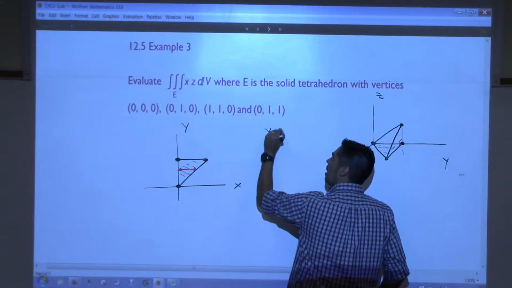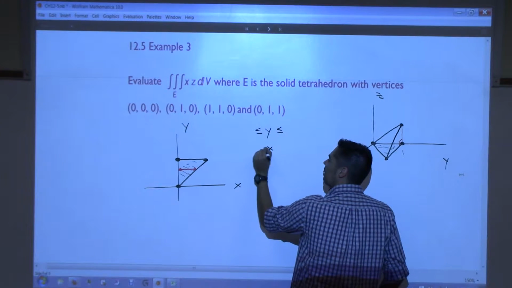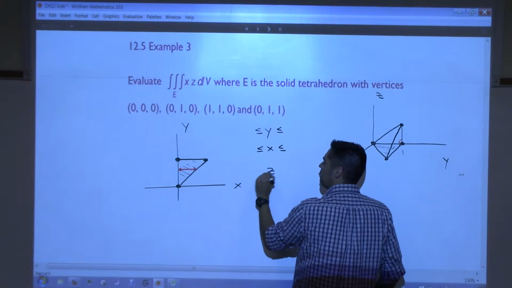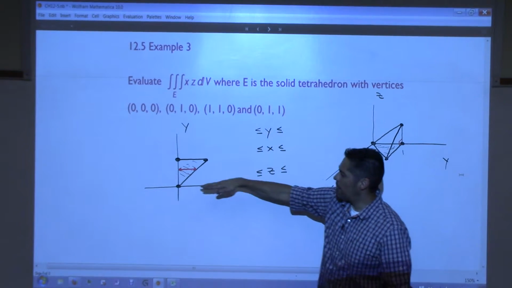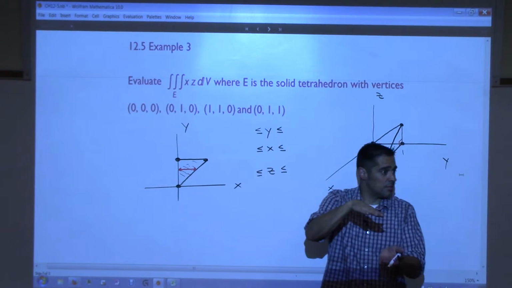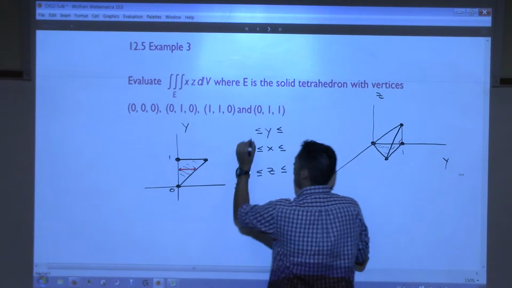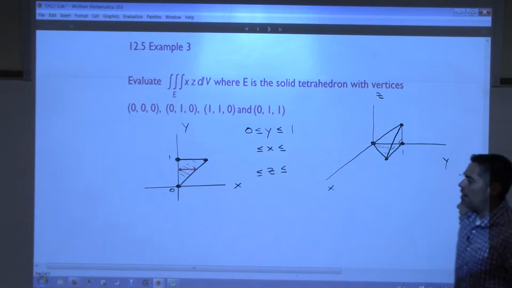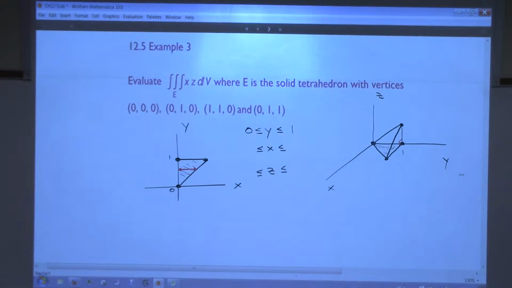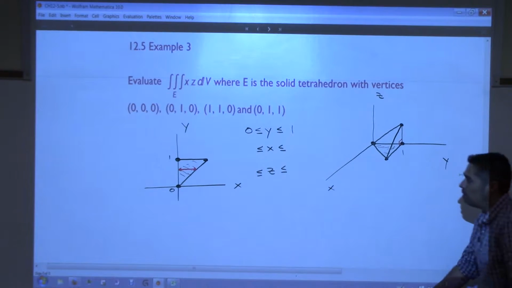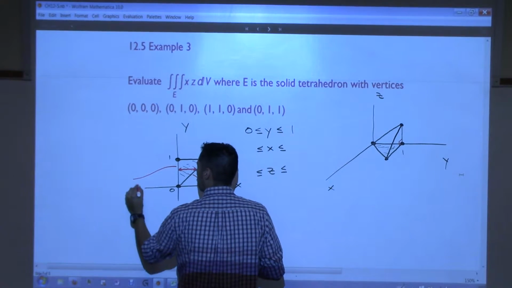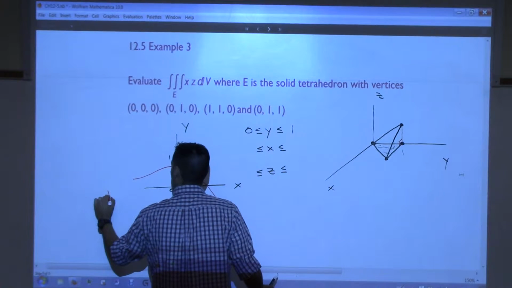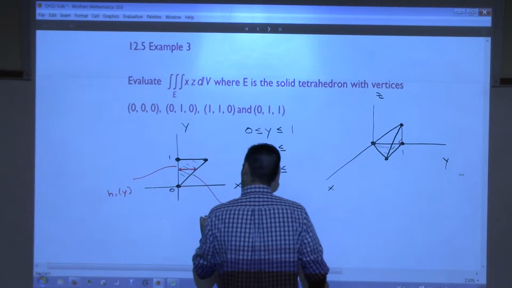I need to find my constant bounds on y, then the bounds on x, and then the bounds on z will come from over here. So what would my restrictions on the y be? Between two constants, right? 0 and 1. So that's set. And now I need restrictions on x, and those should be two functions of y. So I'm going to look at this right here as a function of y, and this over here as a function of y. I think we call them in the notes h1 of y and h2 of y.